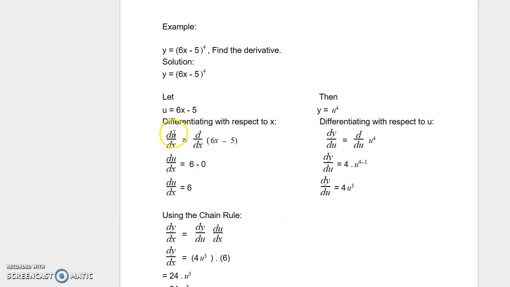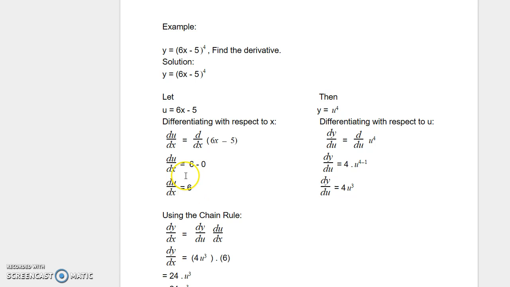So du by dx, when we differentiate this function, du by dx is equal to d by dx of 6x minus 5. d by dx of 6x is 6, d by dx of negative 5, or d by dx of 5, which is a constant, is going to be equal to 0.